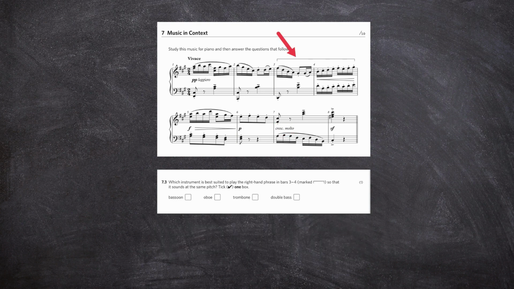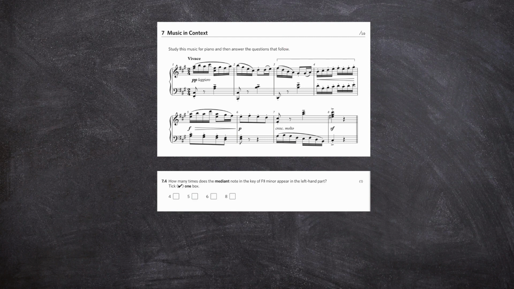Question 7.3. Choose the right instrument that best suits this passage. Here the clef is in treble clef, so oboe is the only right instrument for this passage. Question 7.4. How many times does the mediant note in the key of F-sharp minor appear in the left hand? Mediant note means the third. The third of F-sharp minor scale is A, so this question is actually asking how many A in the left-hand part. The answer is 6.